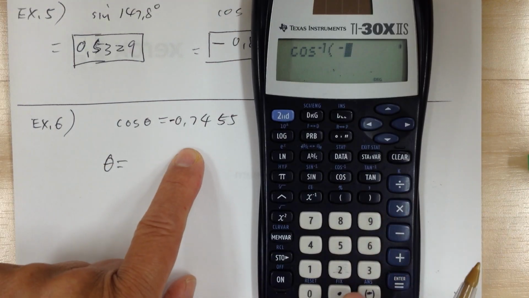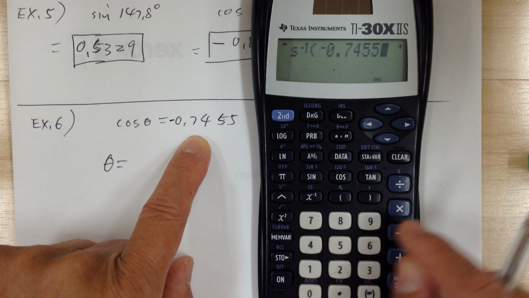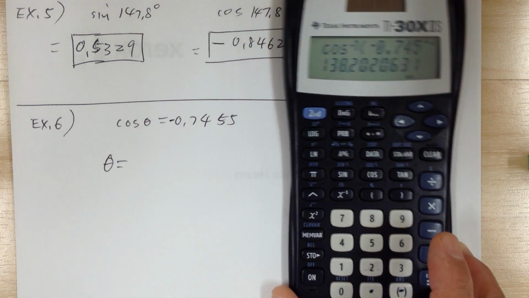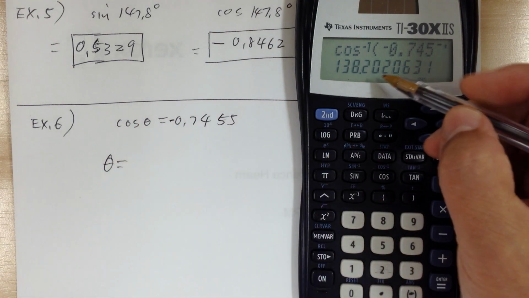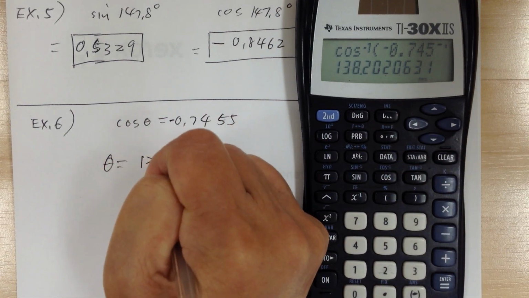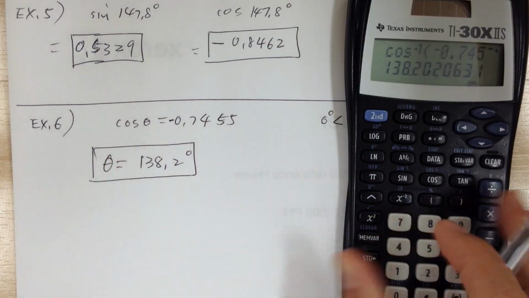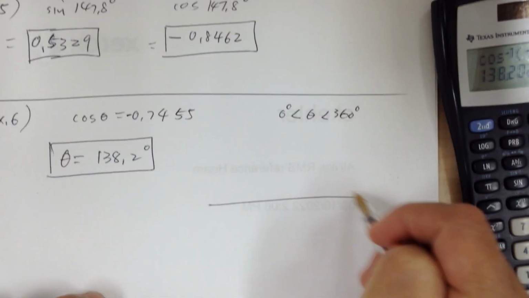Okay, so negative 0.7455. There we go. Close it out. Push equal. Okay, so this will give me, again, you're looking for the nearest tenth of a degree, so this would be 138.2 degrees. Okay, now you have to look for the second one. So what you do is you sketch it out to get the second one.